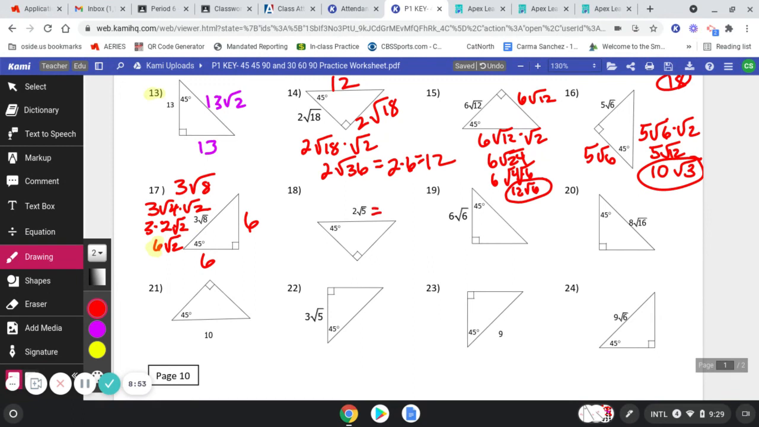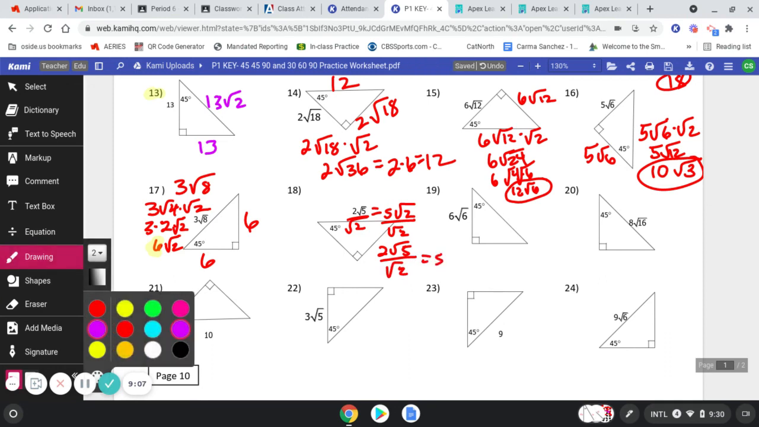2 root 5 is equal to the side length root 2. So this time I'm going to divide by root 2, and I get 2 root 5 over the square root of 2 as my side length, but I need to rationalize that denominator, multiplying by root 2 over root 2, and that's going to give me 2 root 10 over 2, and the 2's cross out, and it just leaves me root 10 as both my side lengths.